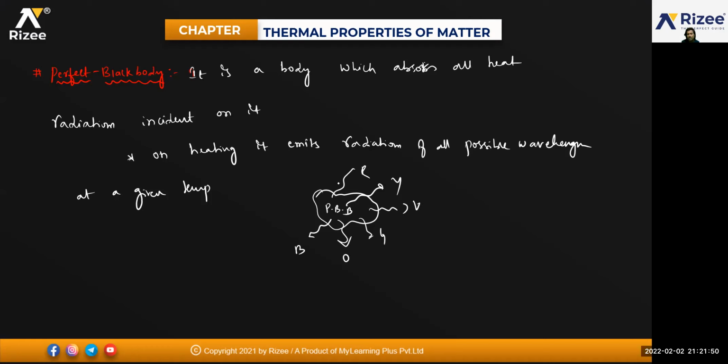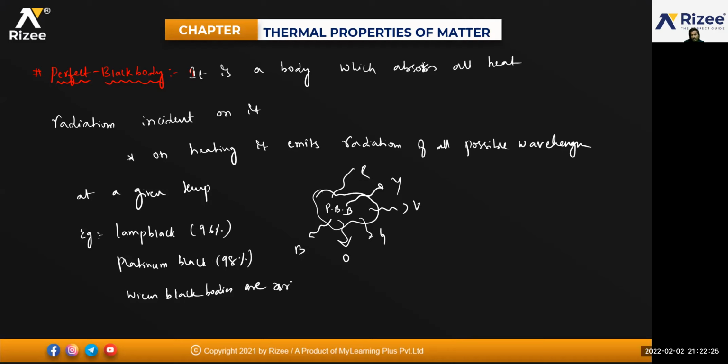It depends only on the temperature, but is independent of the material, the body. For example, if I take lamp black, it absorbs 96% of the heat radiations. If I take platinum black, it is almost 98%. And Wien's black bodies are artificial black bodies.